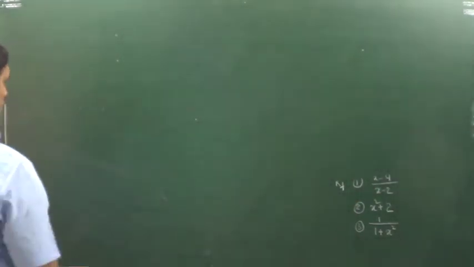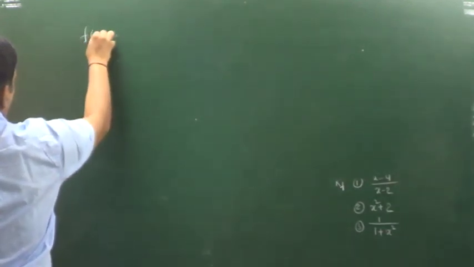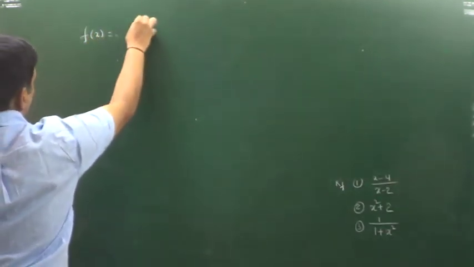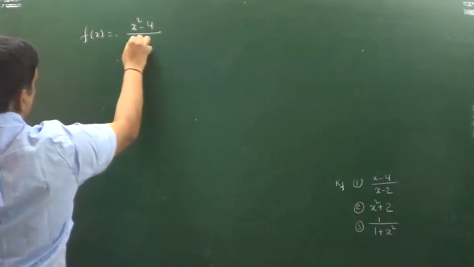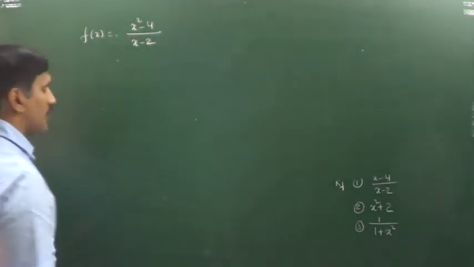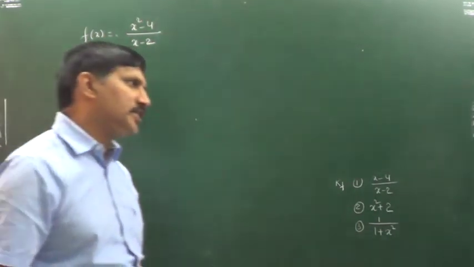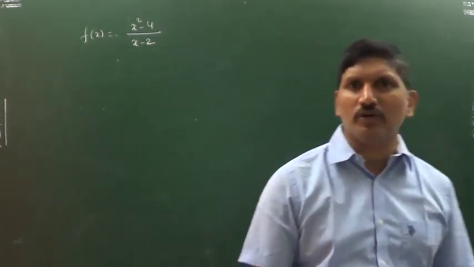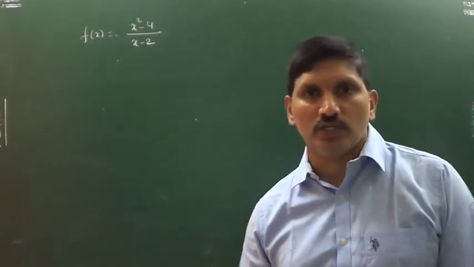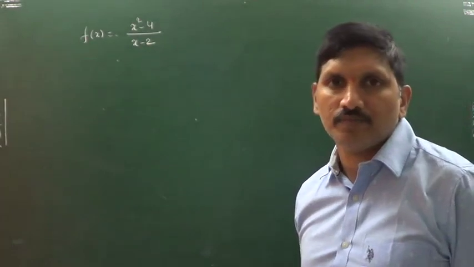So that is another question given. F of x is equal to x square minus 4 divided by x minus 2. He is asking to find the domain and range of the function. I hope everyone knows what the domain for that function is. Come on, tell me what is the domain.